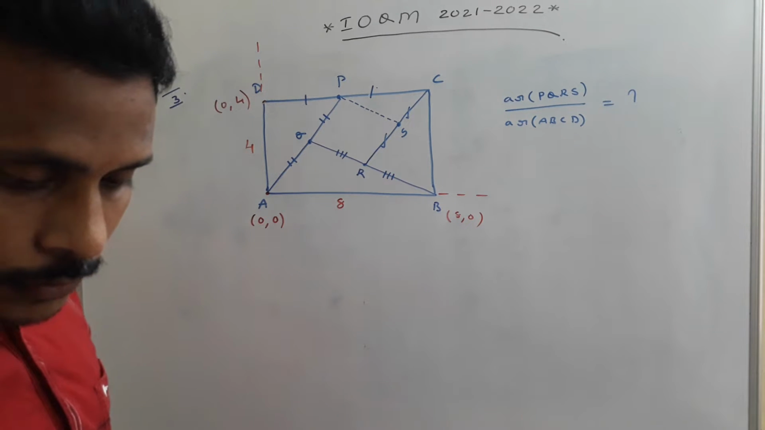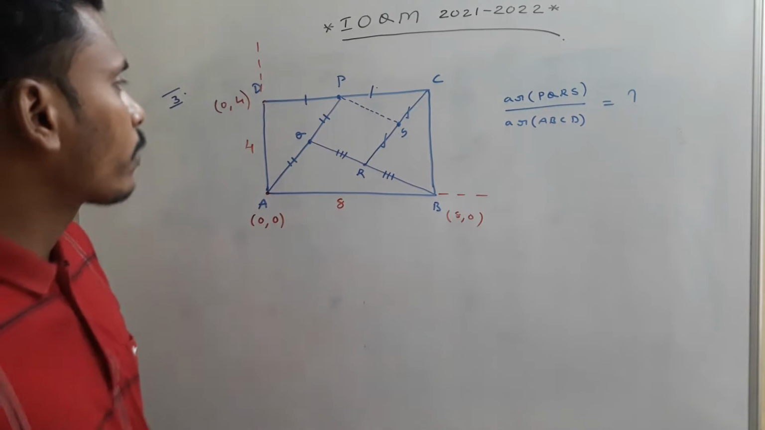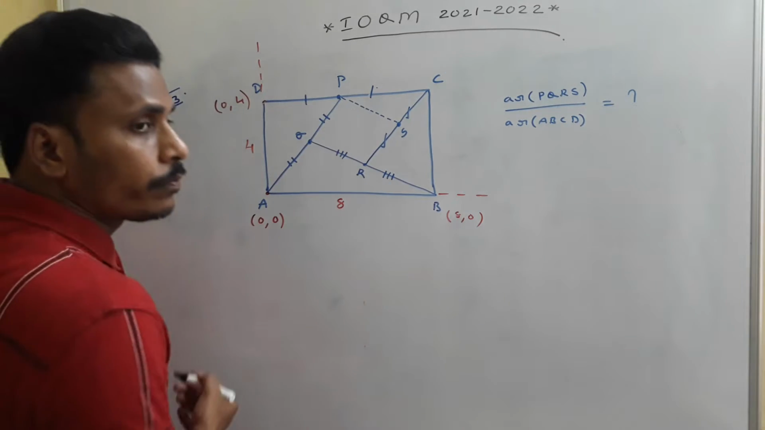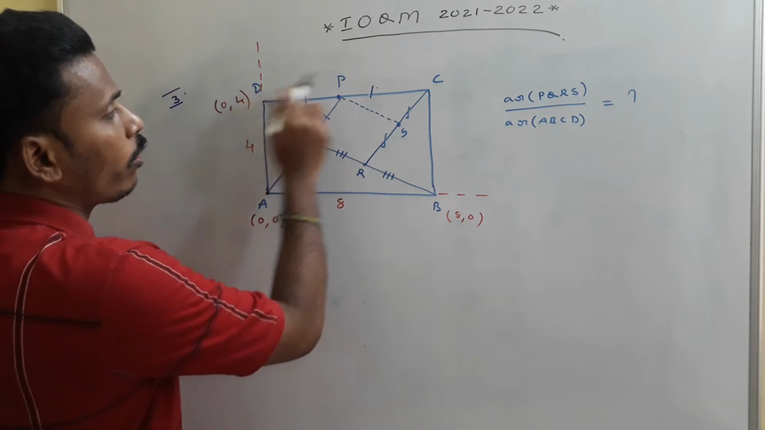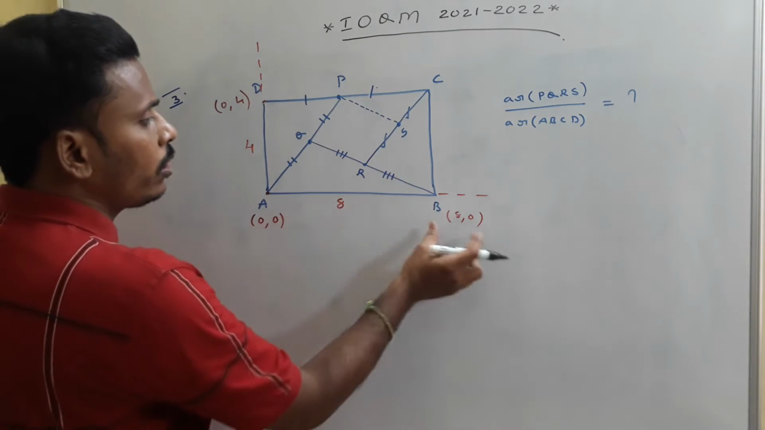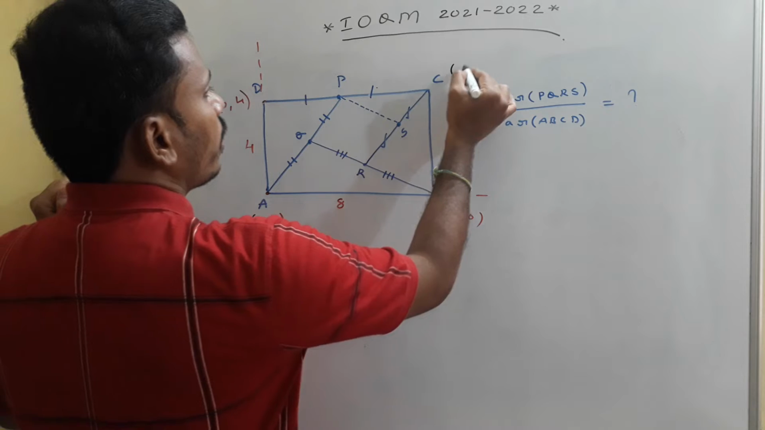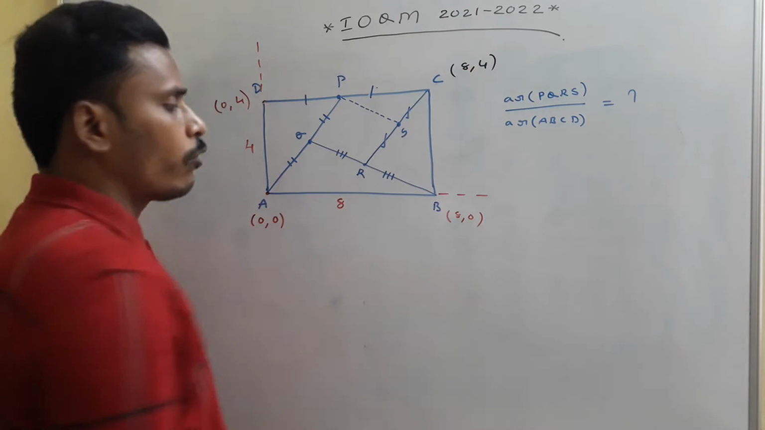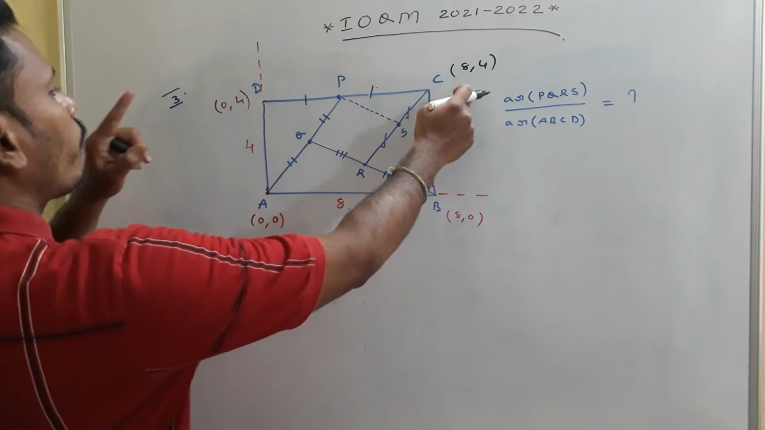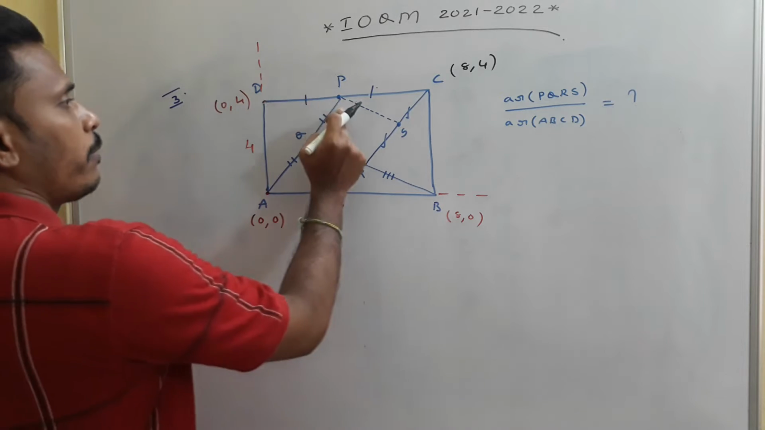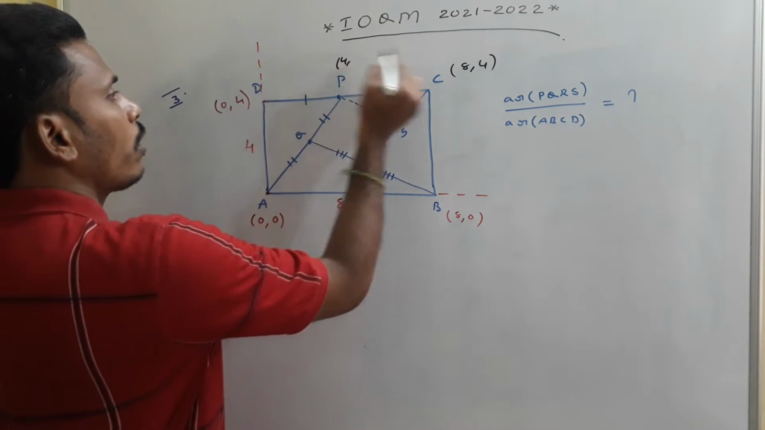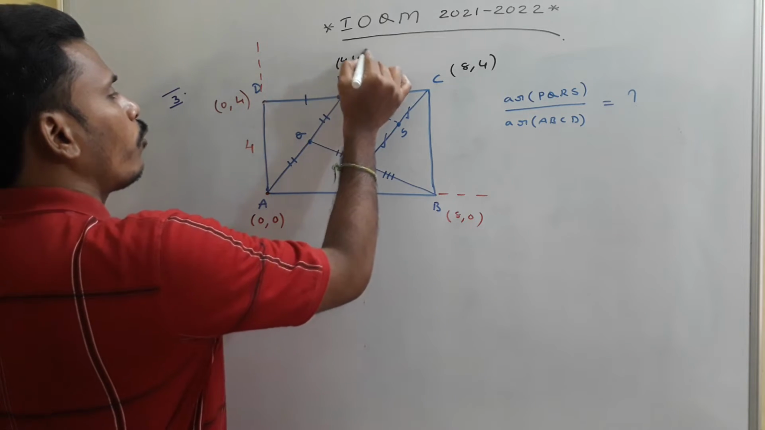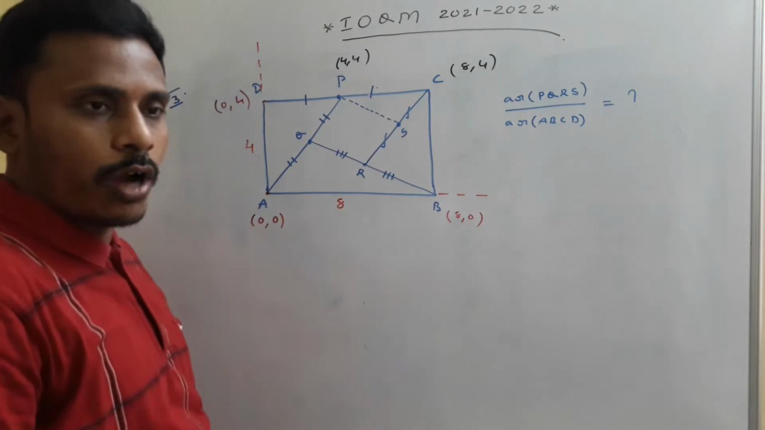Next, what happens to point P? P is the midpoint of DC. First we need C. This is (8,0), this is (0,4), so C is (8,4). C is (8,4), D is (0,4) and P is the midpoint. Use the midpoint formula: 8 plus 0 by 2 is 4, 4 plus 4 by 2 is 4. So the coordinates of P are (4,4).